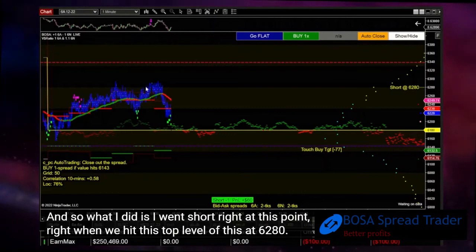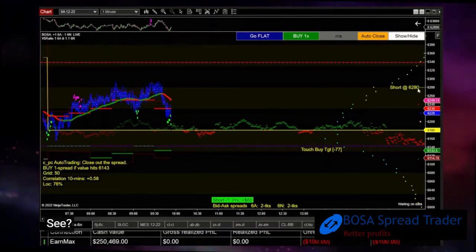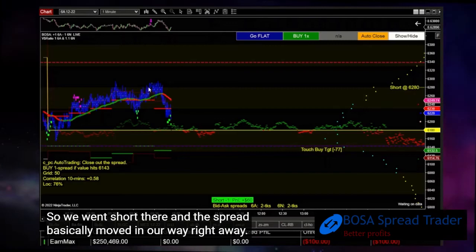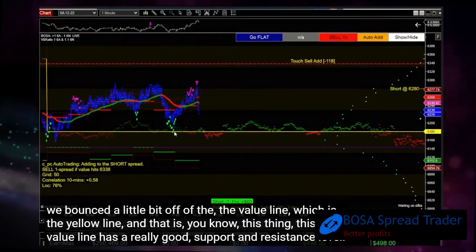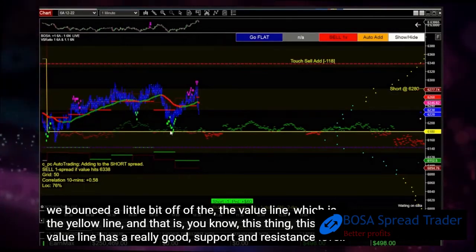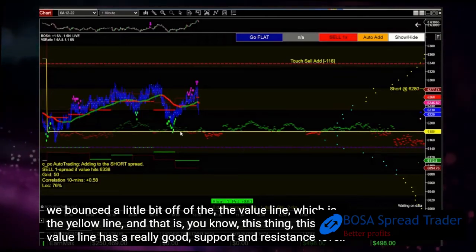And so what I did is I went short right at this point, right when we hit this top level at 6280. See? So we went short there, and the spread basically moved in our way right away. So that was the opening. That's where we entered. We bounced a little bit off of the value line, which is the yellow line. This value line is a really good support resistance level.